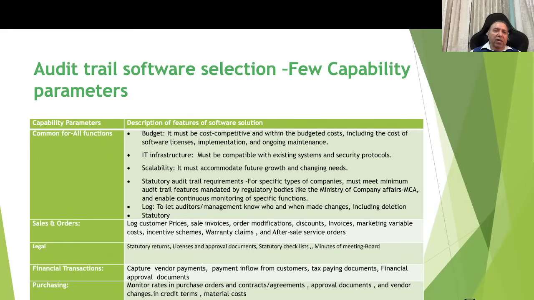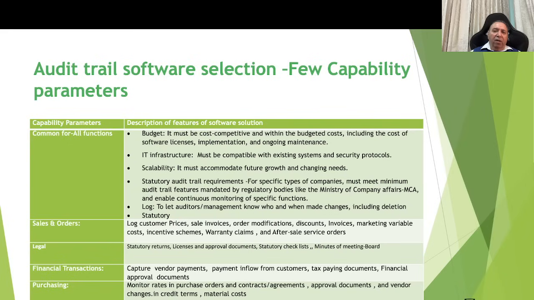Now, the common parameters are for all functions. What is the budget? Whatever software you procure, it must be cost competitive and within the budgeted cost, which will include the cost of the software license, the implementation cost, and the ongoing maintenance cost for the audit trail software solution. IT infrastructure: it must be compatible with the existing system and security protocol, or the existing IT infrastructure must be enhanceable. Scalability: the solution must be able to accommodate the future growth in the business and the changing needs.